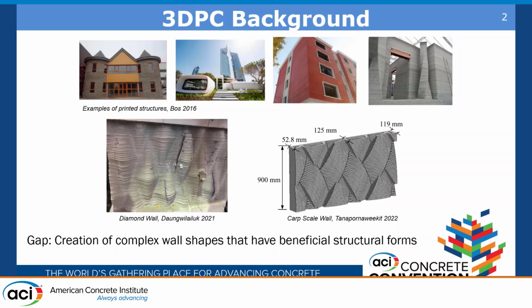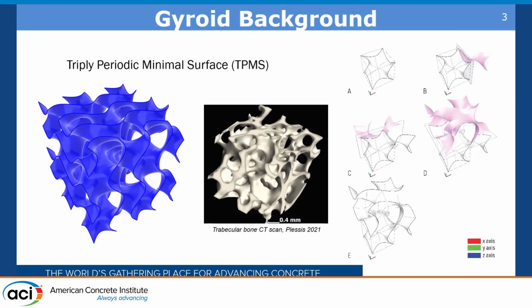There are examples such as the diamond wall shown here and the carp scale wall, but these tests, while interesting, were mainly to see the impact that aesthetic changes have on the structural performance of our wall. Thus, we found a gap in the research where there's no studies being done on the creation of complex wall shapes that have beneficial structural forms in some way. This then brings us to the gyroid.